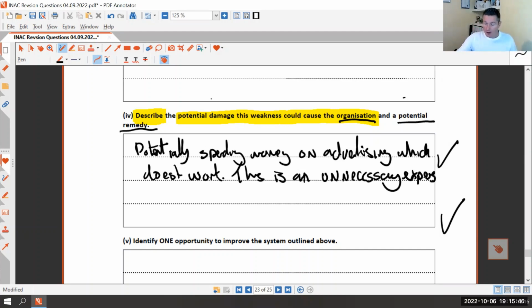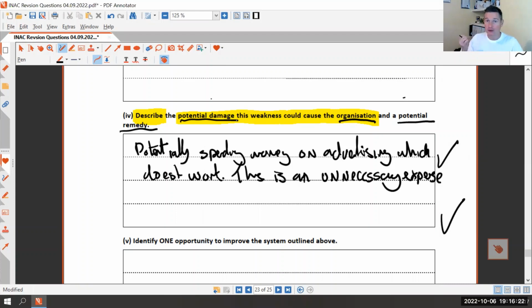Cool. Unnecessary expense. So that's the potential damage. Now, the damage is the unnecessary expense that they're potentially wasting some money on advertising. There are other things you could have said about it not tracking marketing data. It could be people are spending lots of money thinking you're getting loads of sales, but actually they're buying cheap products and it's costing you a fortune to sell cheap products because you don't know what they're buying. Or they're not buying. Anything, as long as it's sensible, is fine.